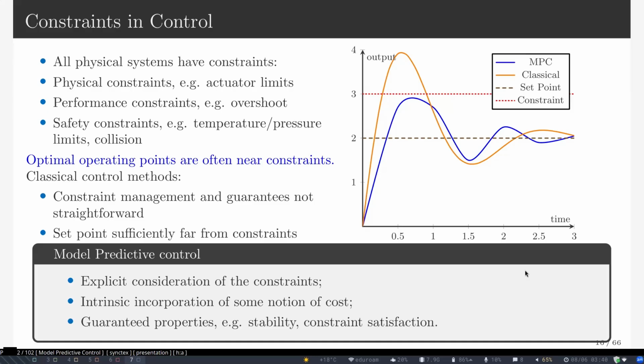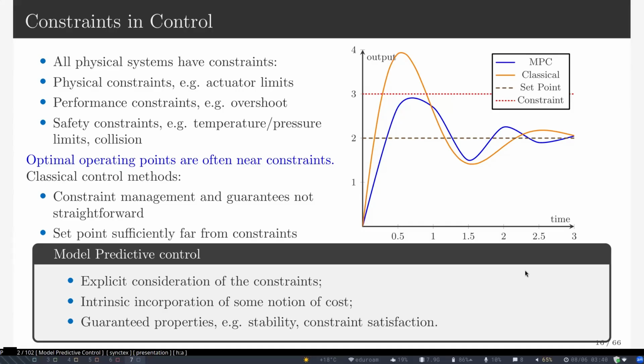And it only works if the set point is sufficiently far from the constraint. But most of the time, for example if you are driving a car and we really want to take performance out of it, we push against those constraints all the time. We want to operate close to the constraint. That's where these classical ways of designing controllers are not amenable to solving those sorts of problems.